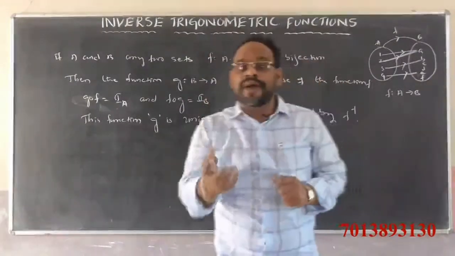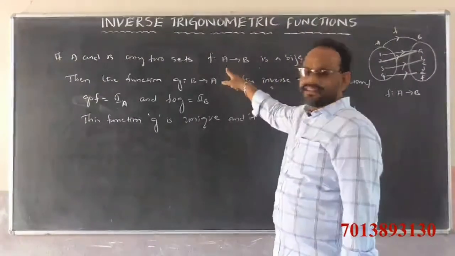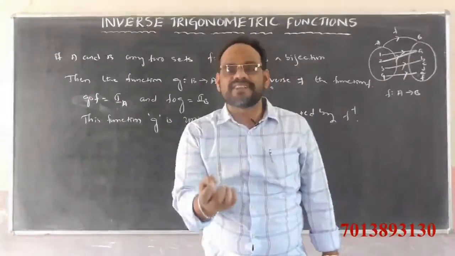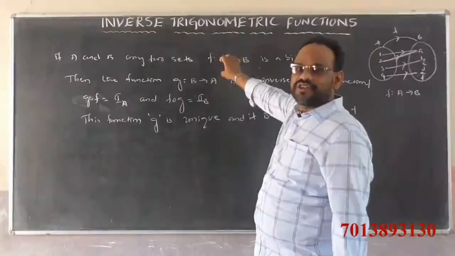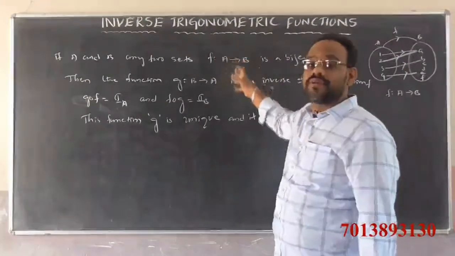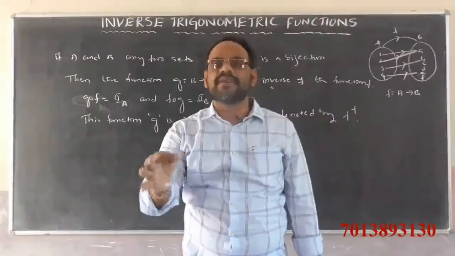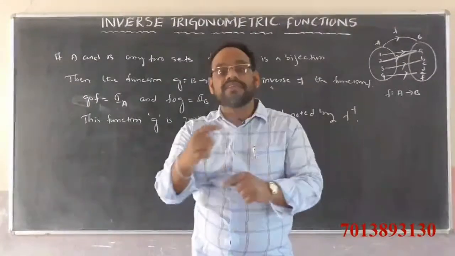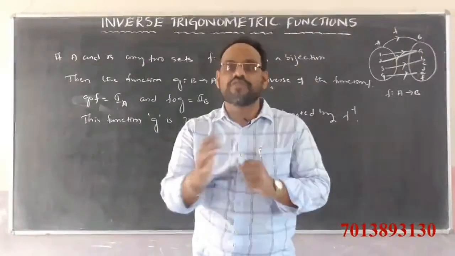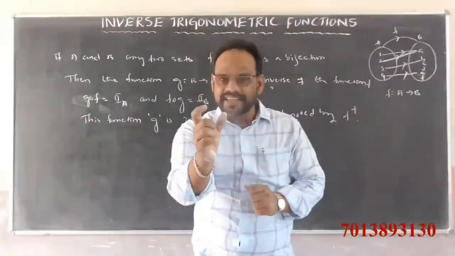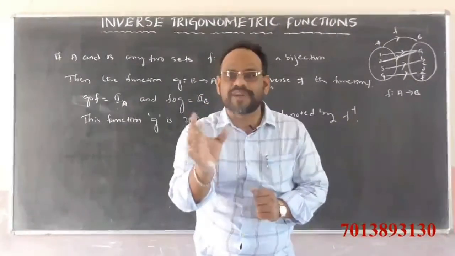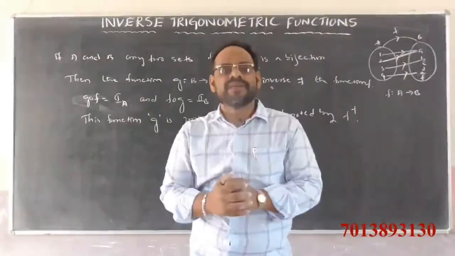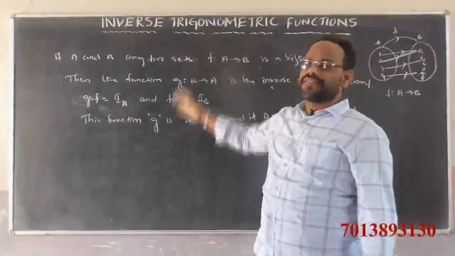But in the trigonometric functions, this is called the domain and this is called the codomain. If the domain of the trigonometric functions is restricted or reduced to some intervals, then the functions become bijective. After that, the trigonometric functions have inverse functions. Otherwise trigonometric functions do not have inverse functions.